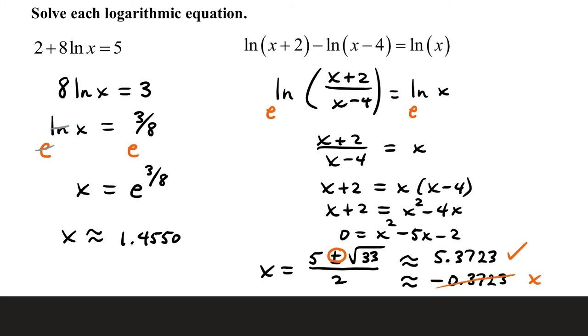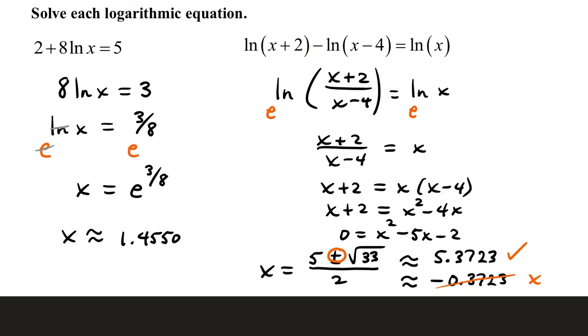One thing about logarithmic equations is you have to make sure that the answer you get at the end doesn't create 0 or a negative in your logarithmic term, and this one doesn't. In our next example, natural log of x plus 2 minus natural log of x minus 4 equals natural log of x. We can't use the one-to-one property because we have 2 logarithmic terms over here. Now, let's pay attention. Between these 2 logs, there's a minus sign.